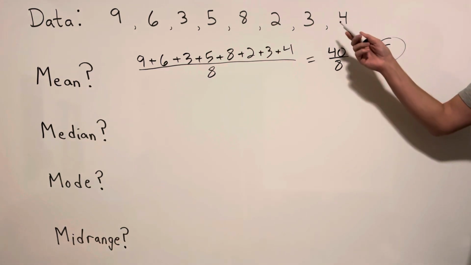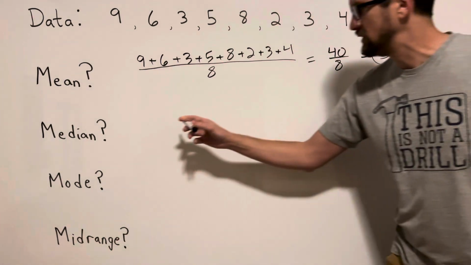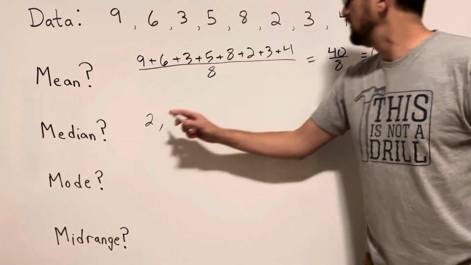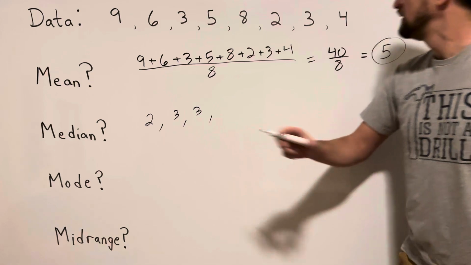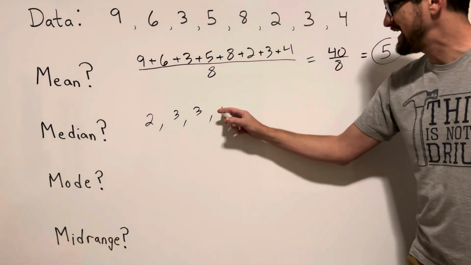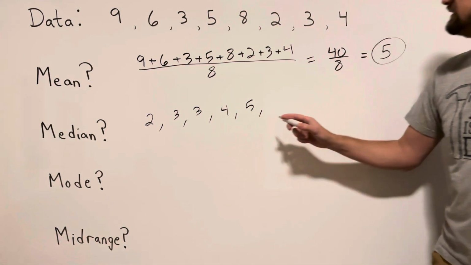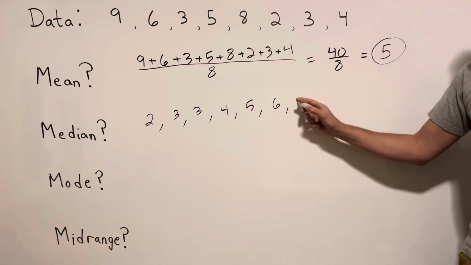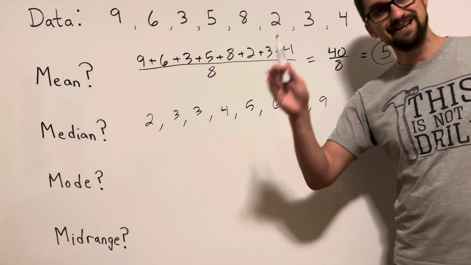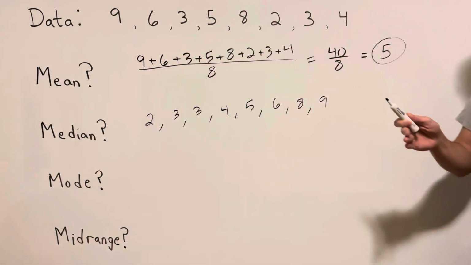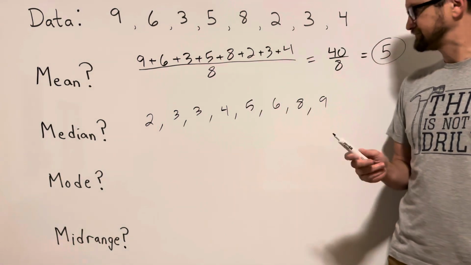So let's start by lining it up. Let's start with 2, and then we have two 3s. We have a 4 and then a 5, a 6, an 8, and a 9. So the median is the middle number when you line up the data.